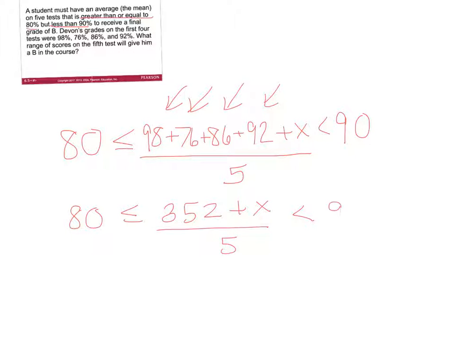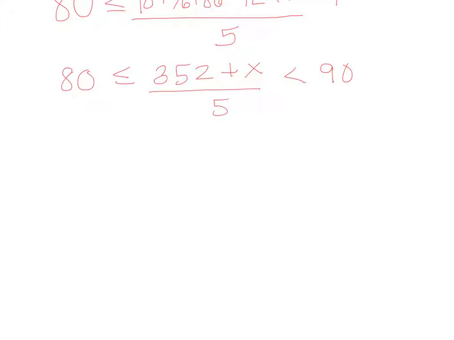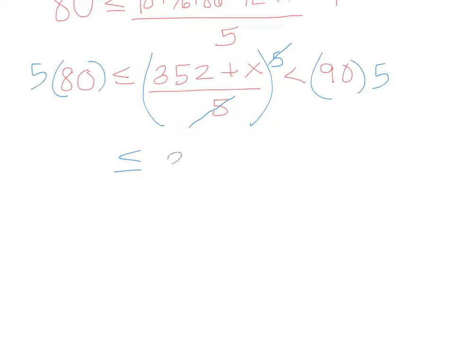A lot of people get nervous when they see the big fraction and they want it to go away. Don't let it scare you. All the fraction means is that you're going to divide by 5. So what's the opposite of dividing by 5? Multiplying by 5. So you need to multiply all 3 parts of the inequality by 5. If you don't do all 3 parts, then you're going to be off. So remember, in the middle, multiplying by 5 and dividing by 5 just knock each other out.